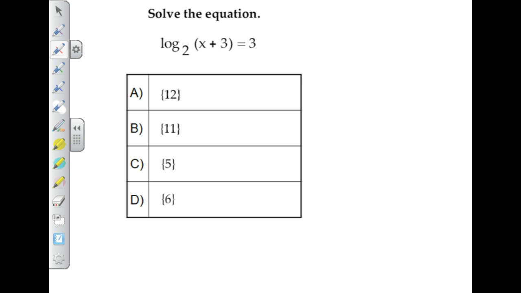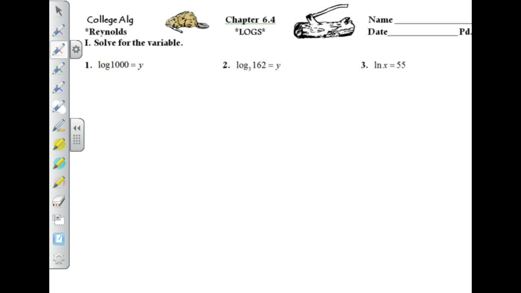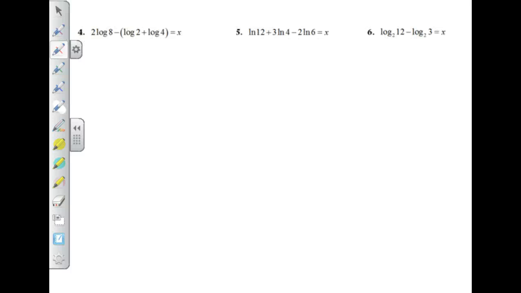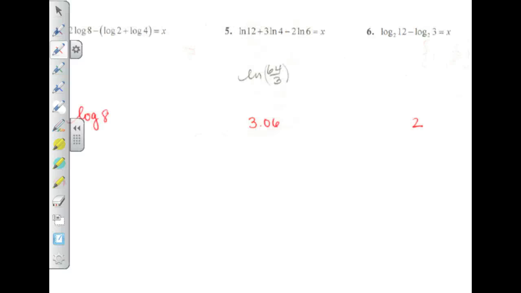So again, there's some multiple choice. You can practice. I like this worksheet. If you're interested in this worksheet, you can email me and I will share. You make sure you get these answers. Here's some more problems. You can pause the video and try to work these out. Here are the answers. Here are some more problems.